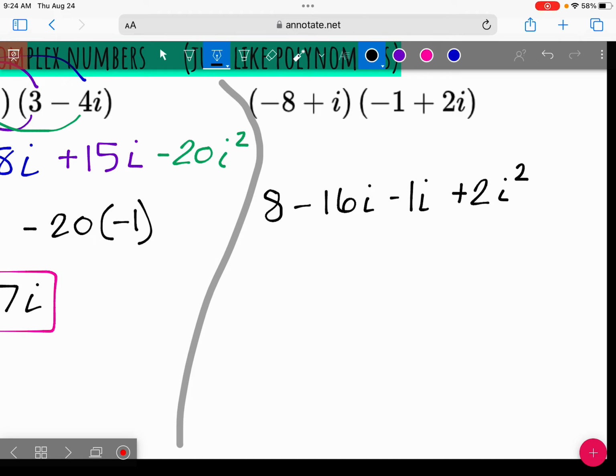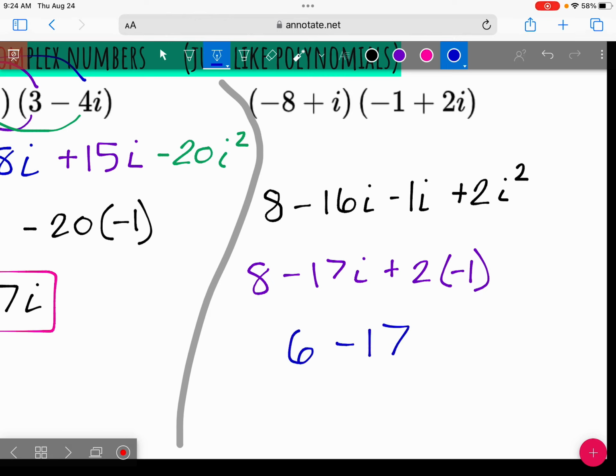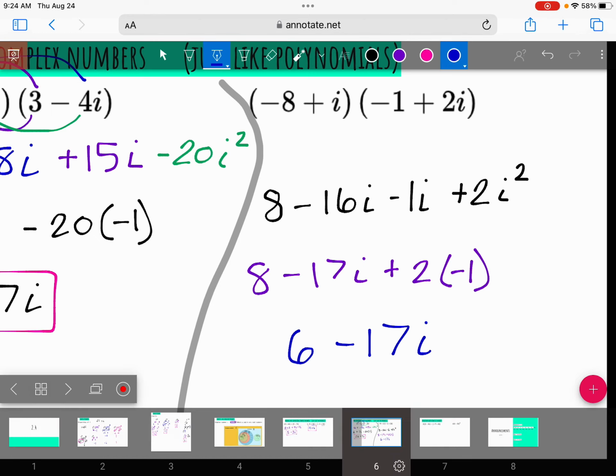All right, so then we combine our like terms and we get 8 minus 17i. i squared is the same thing as -1, so we have 2 times -1. 6 minus 17i. They're not awful, but we have to remember our simplifying i stuff in order to get all the way down. We're going to do 2 more of these together.